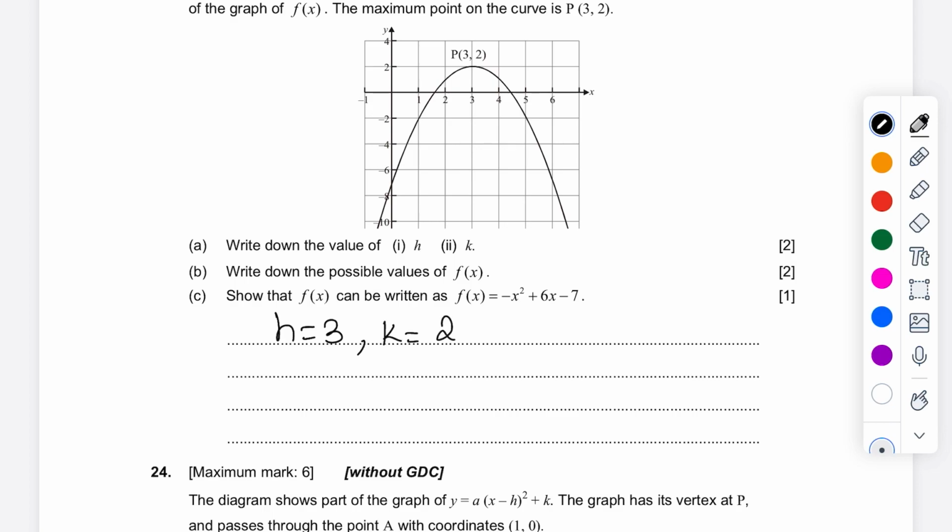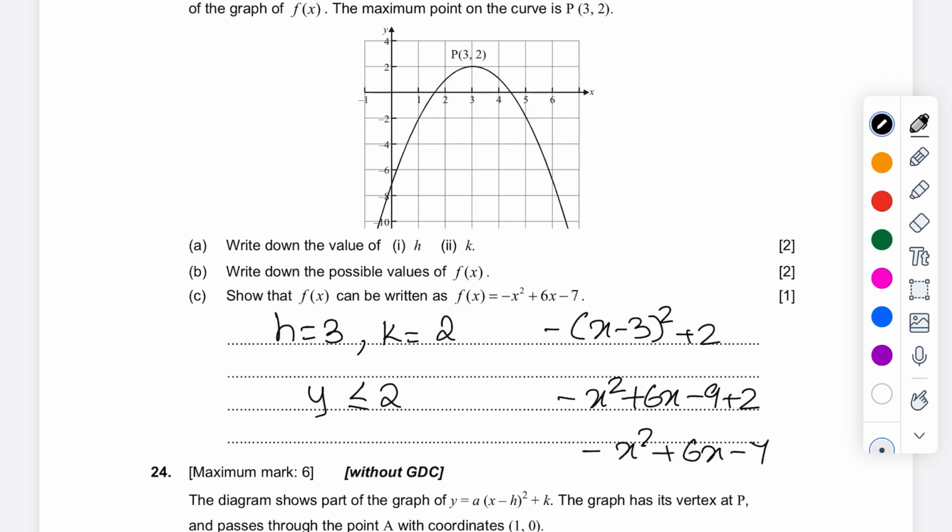Now write down the possible values of f of x. We can see that f of x is always less than or equal to 2. He's asking for a range. Next, show that f of x can be written like this. So I have minus (x minus 3) whole square plus 2. Expand that one, it becomes negative x square plus 6x minus 9 plus 2. It becomes negative x square plus 6x minus 7.